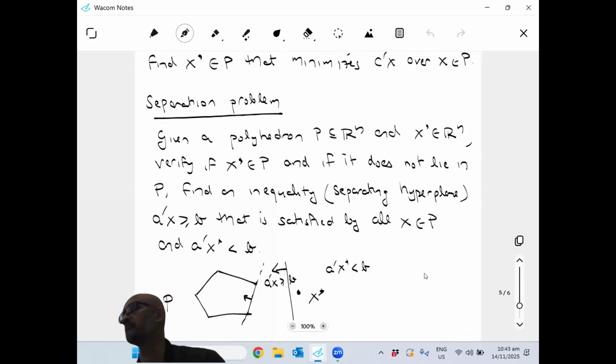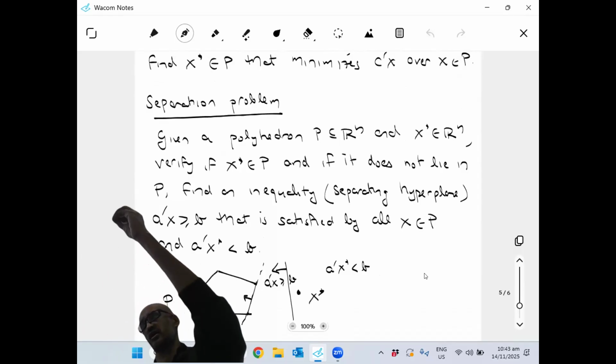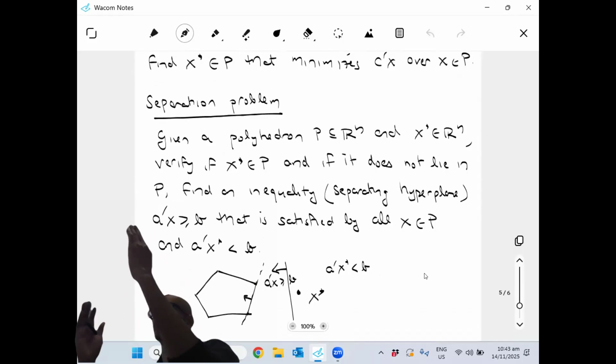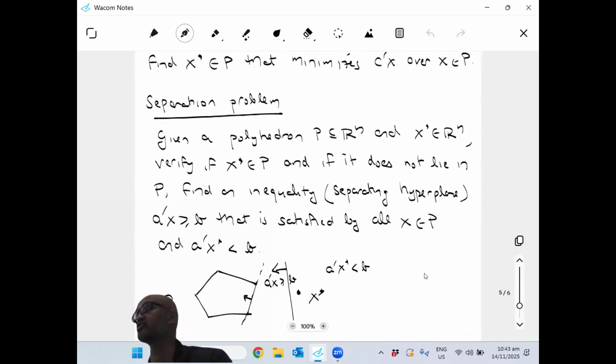Even if you have a convex body, if you take a point, you can check if the point lies in the convex set. Otherwise, separate it. Find a linear cut, a separating hyperplane which separates it. If you can do this efficiently, you can essentially solve convex optimization also efficiently, modulo some technical details. But the key idea is the same.